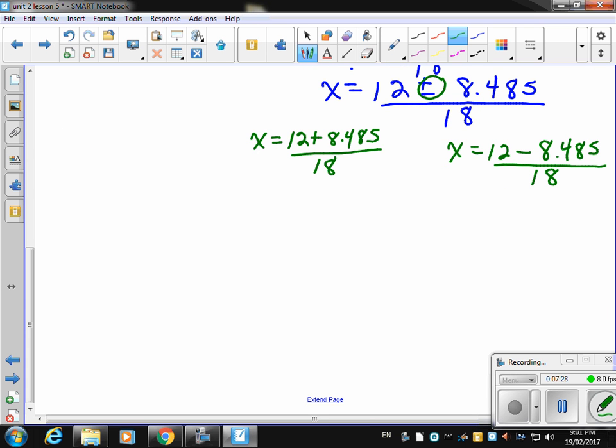So at the top I have 12 plus 8.485, which is 20.485, divided by 18, and I'm using a calculator, which is approximately 1.13. Interesting. My other x-intercept is 12 subtract 8.485 and then divide that by 18. Remember to do the whole top first and then divide by 18. And I get approximately 0.195. Interesting. Same answers we had before.